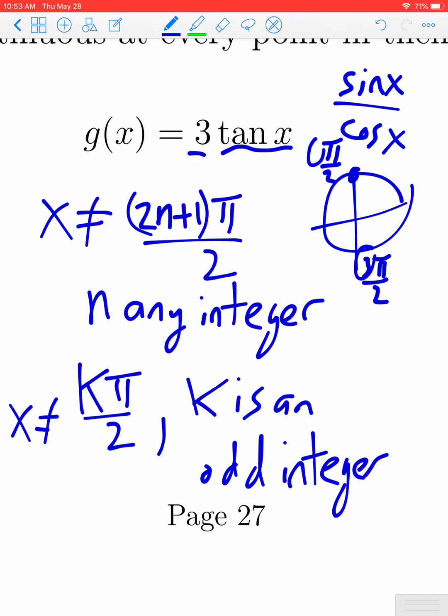So as long as x isn't pi over 2, 3 pi over 2, 5 pi over 2, negative pi over 2, negative 3 pi over 2, etc., then this function g will be continuous.